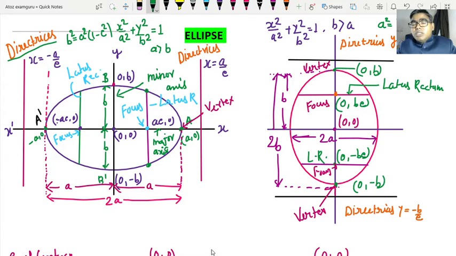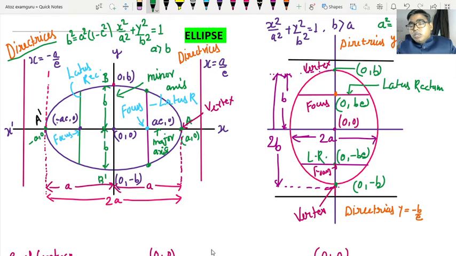The total length of the major axis is 2b, because from here to there it is b and from here to there it is b, so it is 2b. Similarly, from here to here it is a, and from here to here it is a, so it is totally 2a. The coordinates of the vertices are 0 comma b and 0 comma minus b.